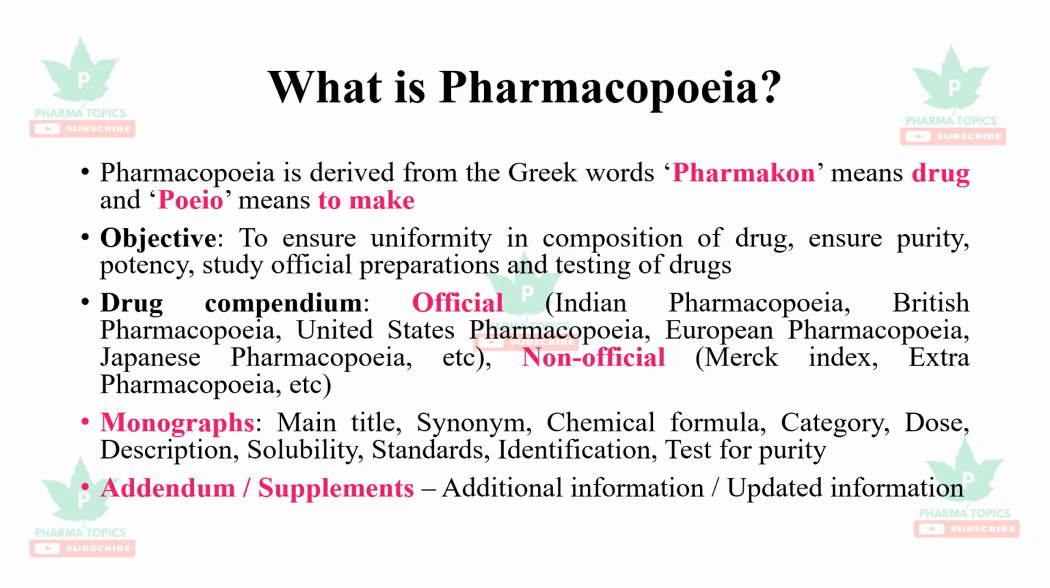All the pharmacopoeias contain monographs. Monographs are the information about the drugs. It has about 10 subheadings: main title, synonym, chemical formula, category, dose, description, solubility, standards, identification, and test for purity. The addendum and supplements are issued for the pharmacopoeia. Addendum means added drugs, that is additional drugs, and supplements give updated information about the drugs.